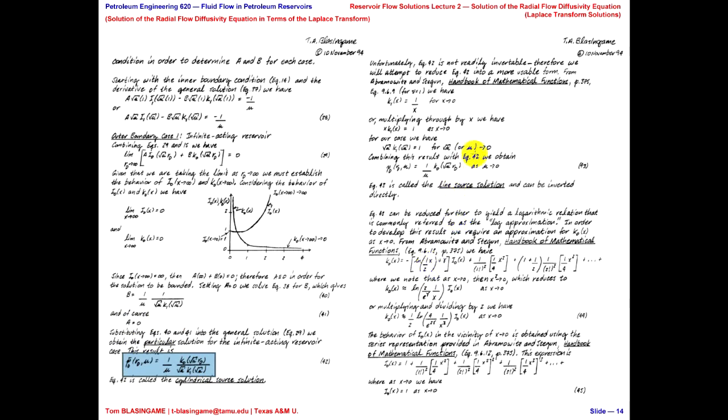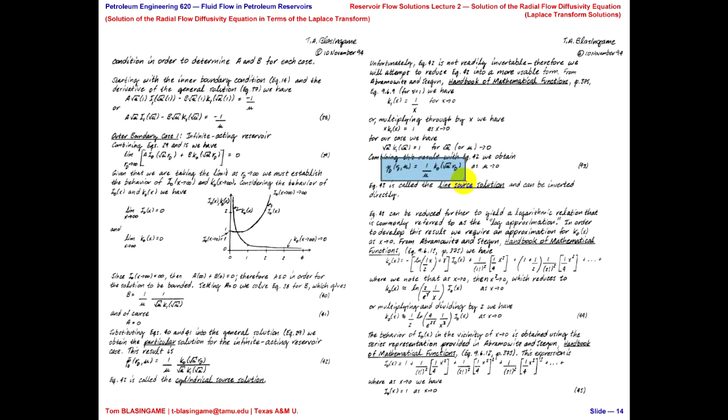Now, as I mentioned, if we go back to the text and we look at the behavior of K1 near 0, the behavior of K1 near 0 is 1 over x. If we multiply that by x, then it's going to be approximately equal to 1 as we approach 0. So square root of u, K1 of square root of u, as square root of u approaches 0, that's going to go to 1. So our final intermediate result is here, and we often call this the line source solution.